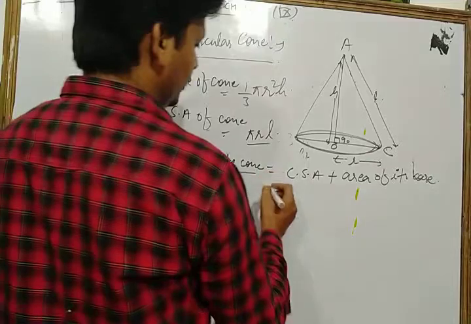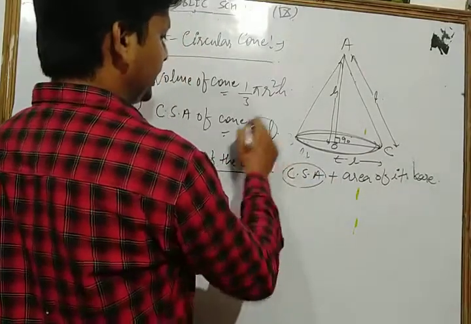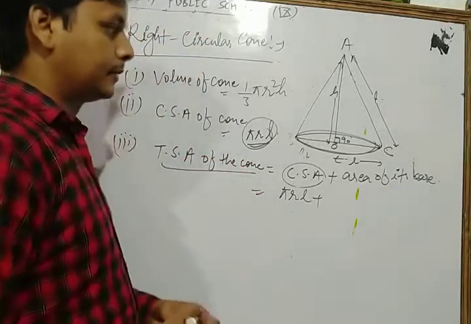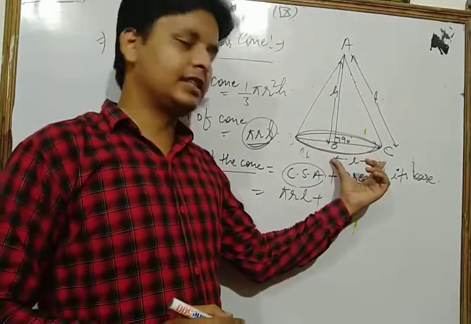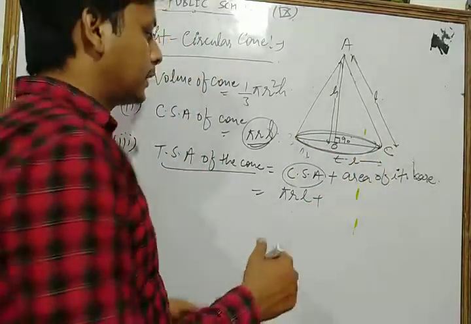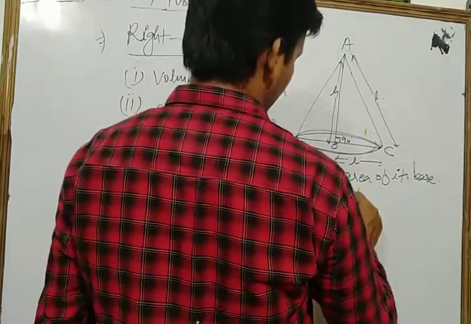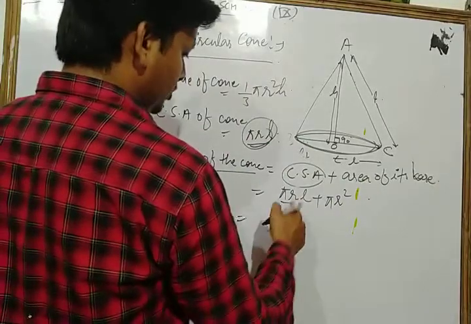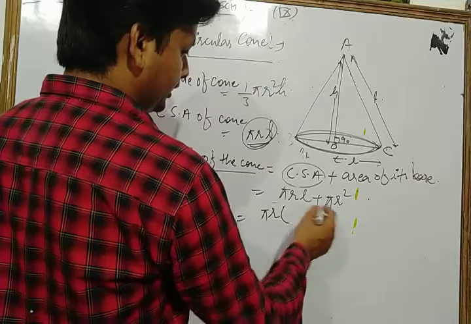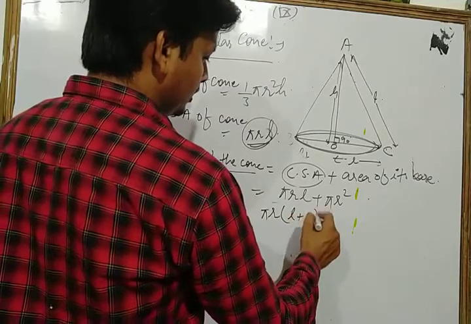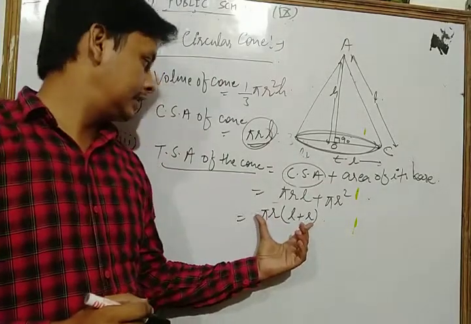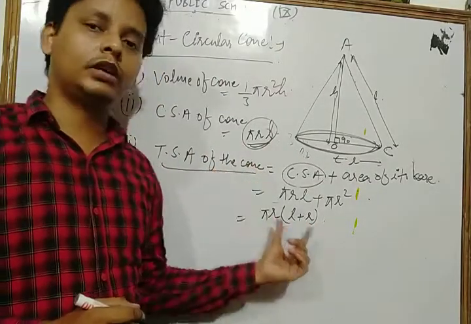The total surface area of the cone is, curved surface area is what? Pi r L, plus area of its base. The radius of its base is r, and the base of the cone is circular, so the area of the circle is pi r square. So here pi r is common, then what is left in the brackets? L plus r. This is the formula for the total surface area of the cone.